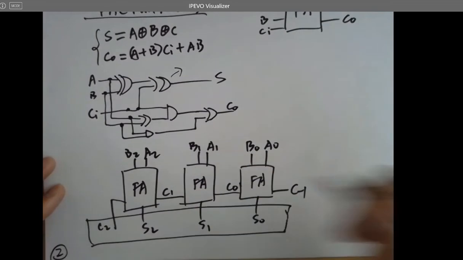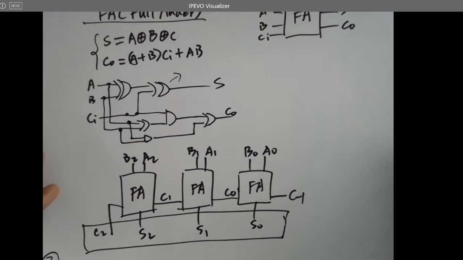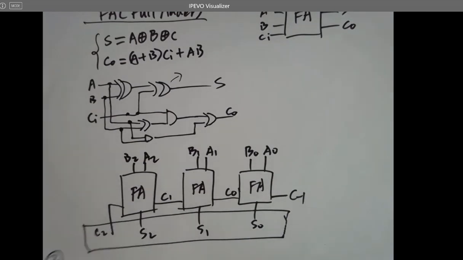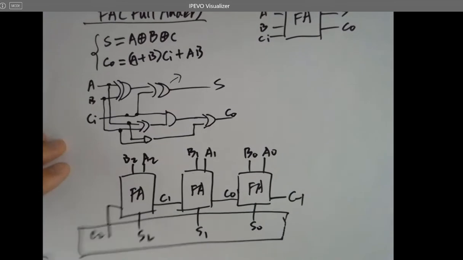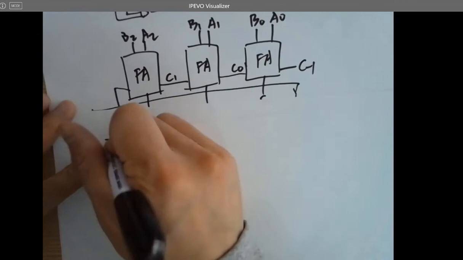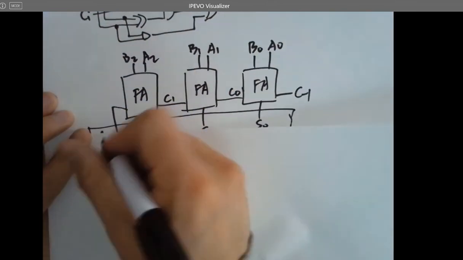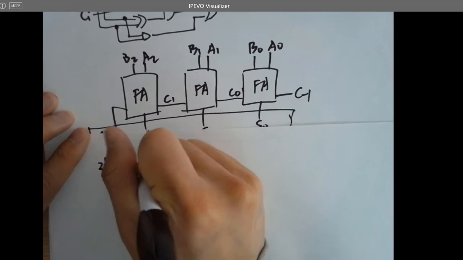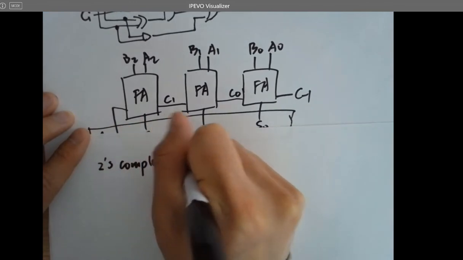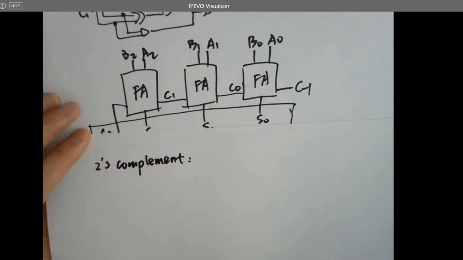And how can you make this into a subtractor? Convert it into a subtractor. 2's complement, right? How to do 2's complement? This is adding, because the adder is adding all these numbers. Two's complement, what's the definition for that? You invert all the bits and add 1 to the result.